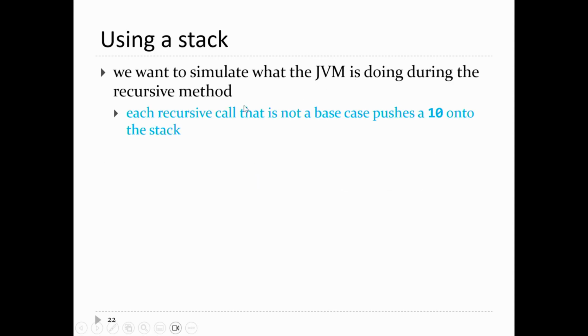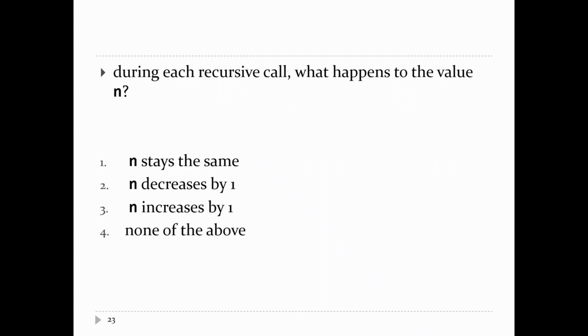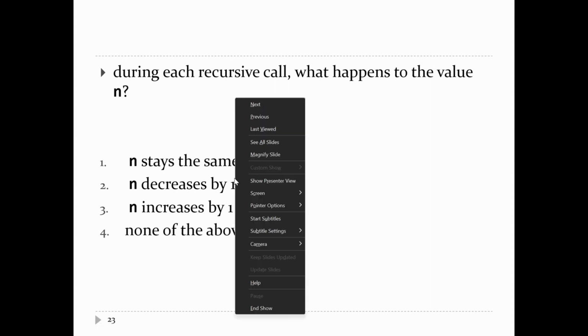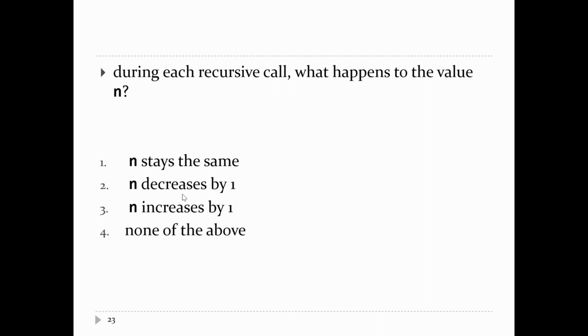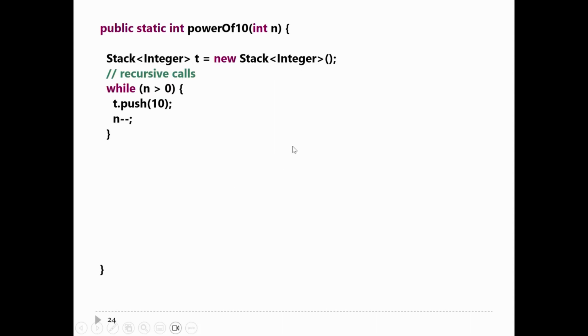All right. So I'm going to simulate all this using my own stack. Every recursive call that's not a base case, we're just going to push a 10 onto the top of the stack because I need to remember, hey, I need to multiply by 10. Every recursive call, something happens to n. What happens to n? Well, n goes down by 1 each time. So n decreases by 1 every time you recursively call the method.